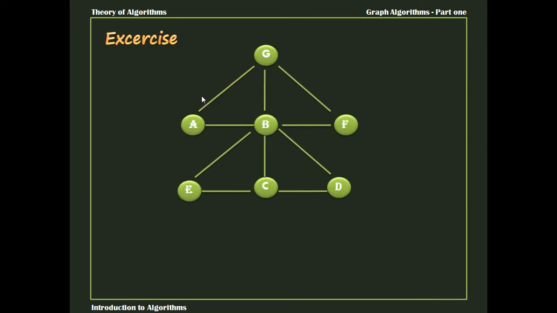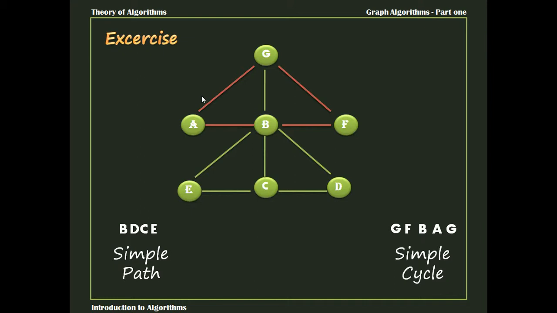Consider the following and decide if it's a path or a cycle. 1. B, D, C, E. This is a simple path. 2. G, F, B, A, G. Represents a simple cycle. 3. E, C, B, A, G, B, C, E. It is a cycle.